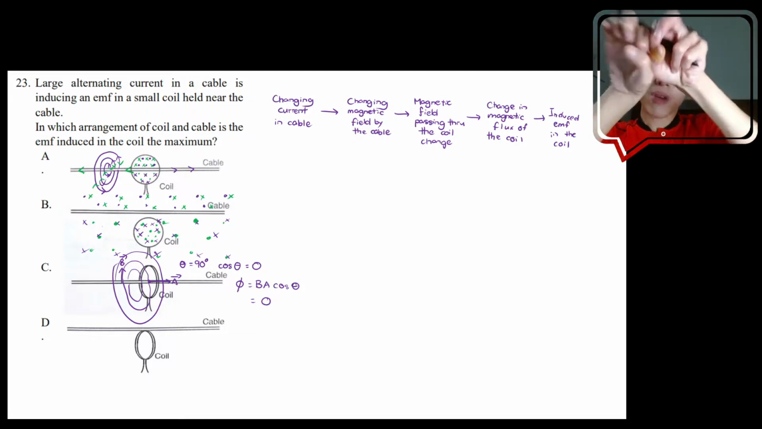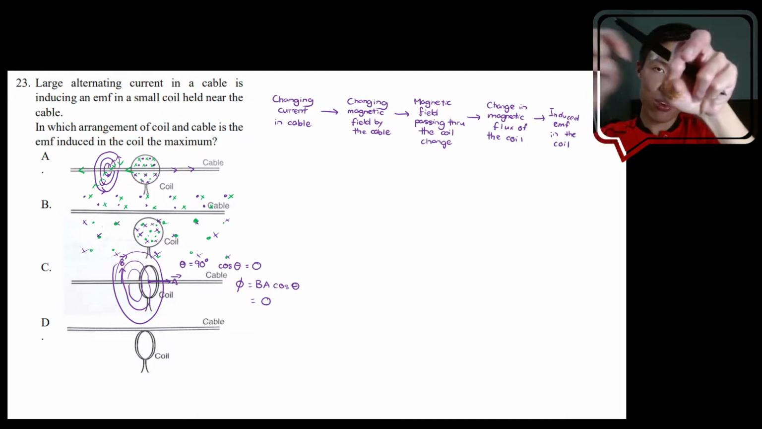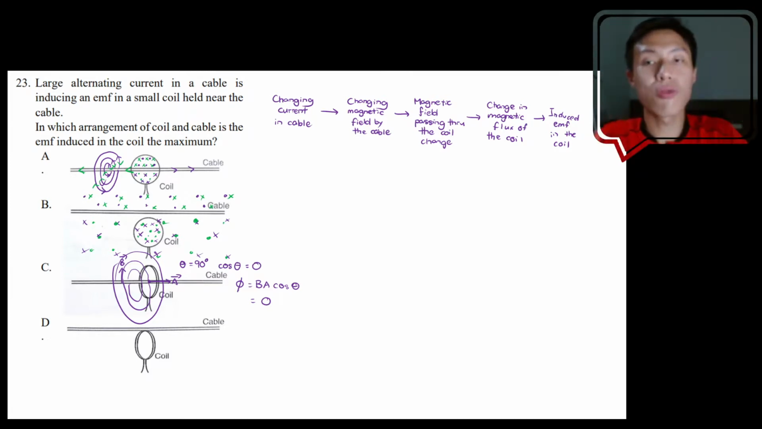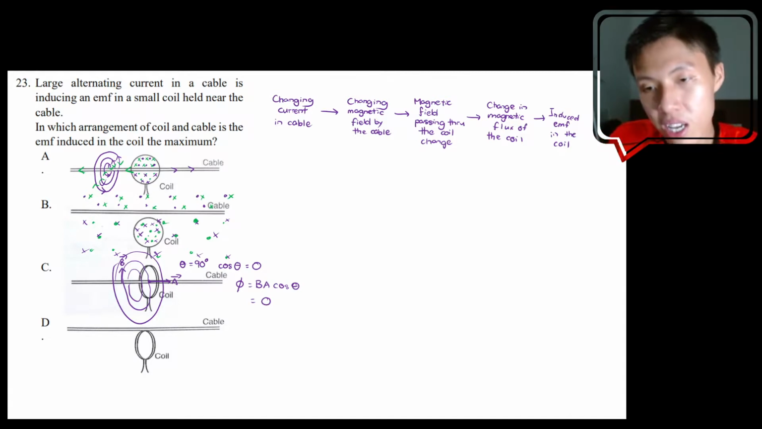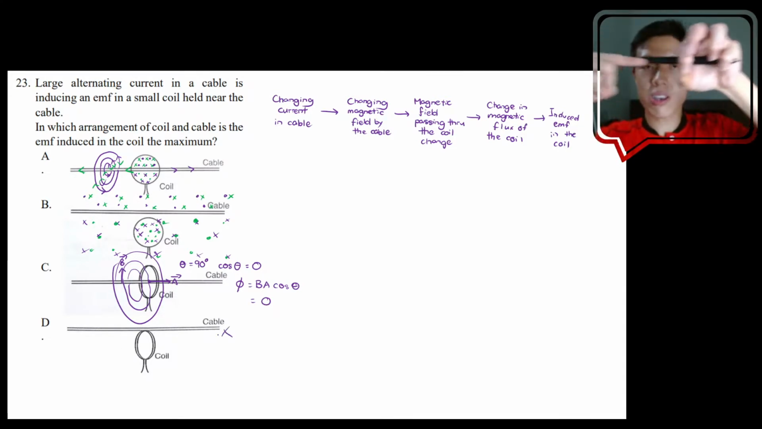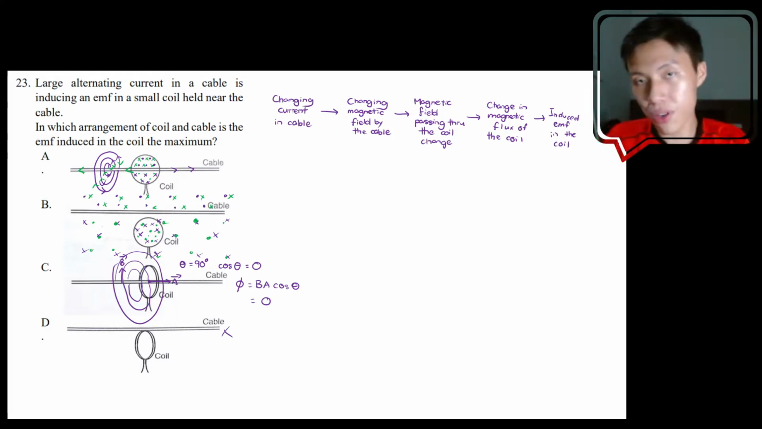The magnetic field is parallel, in the same plane as the coil, not passing through the coil. So no magnetic flux, no change in magnetic flux. The situation in D is also similar. It's also because there's no magnetic field passing through the coil.